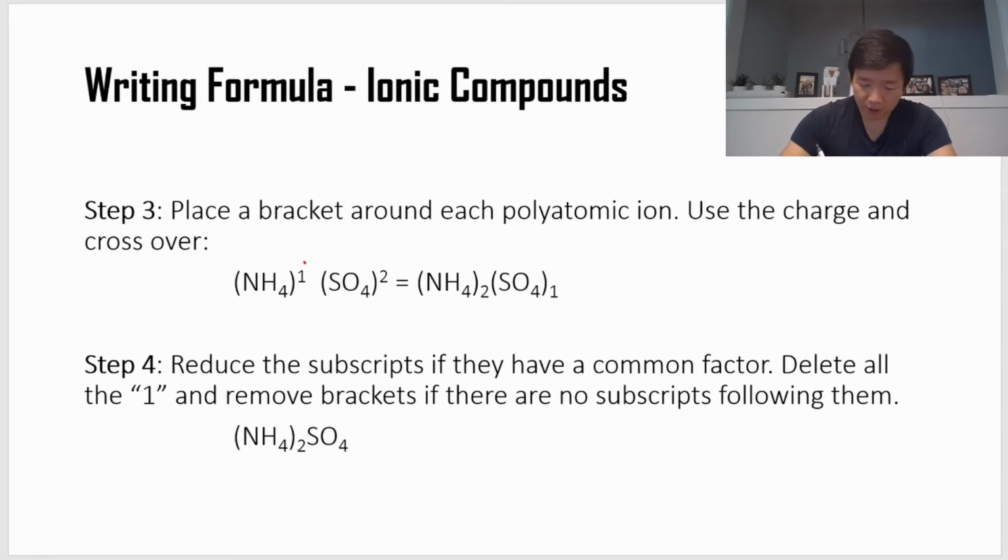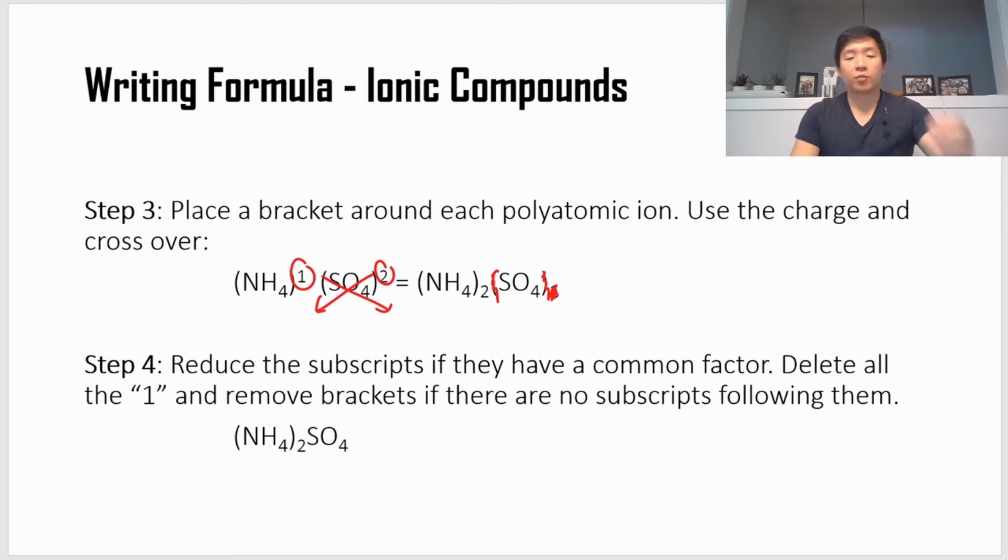Then we do the same thing where we cross over, so that these charges now become the subscript of the other ion. Same thing, we reduce the subscripts, so the 1 is gone. And if there are no subscripts following the brackets, we can remove the brackets as well. So ammonium sulfate is going to be, in brackets, NH4, subscript 2, and then SO4.